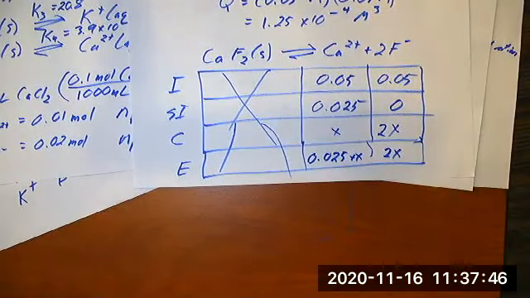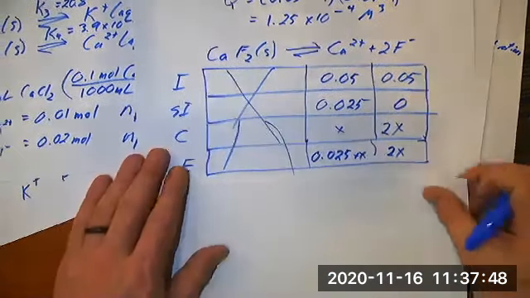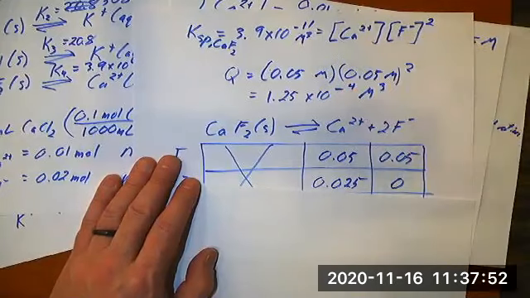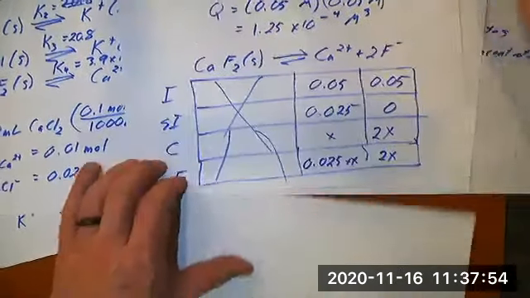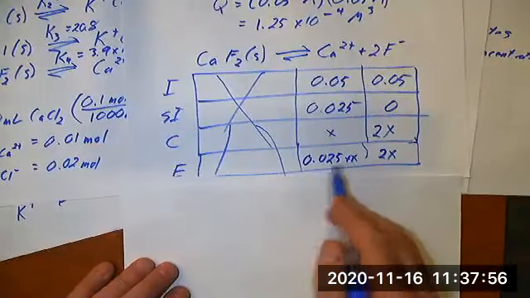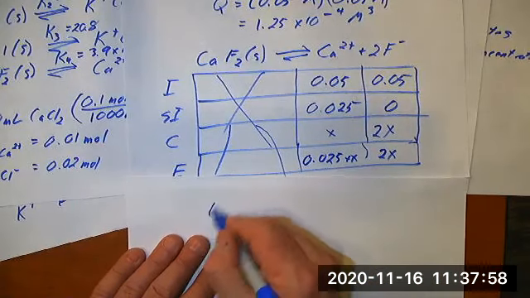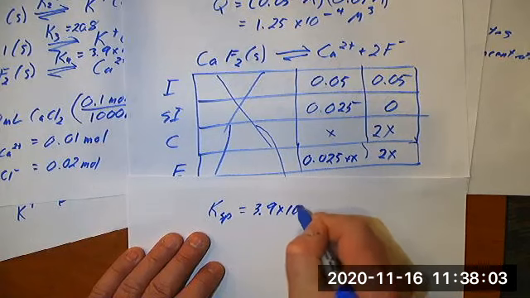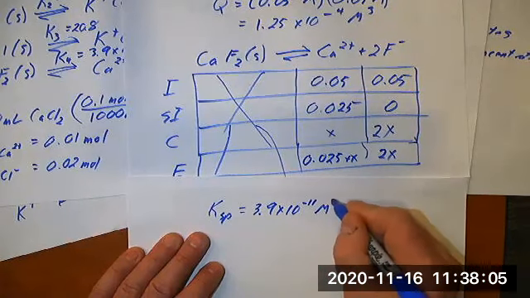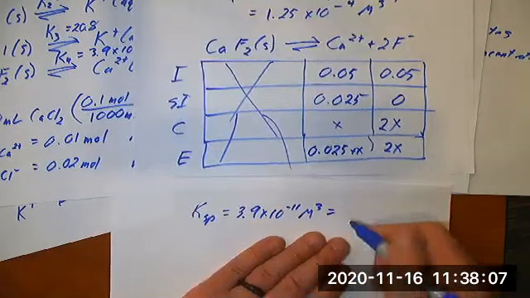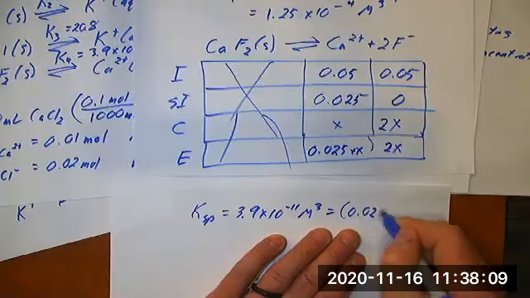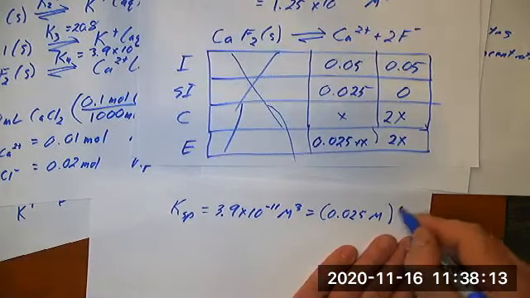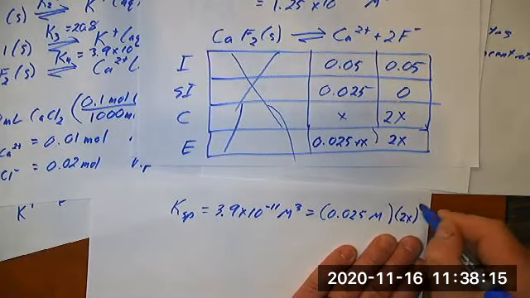Now notice that because our equilibrium constant is so tiny, 10 to the negative 11, we expect x to be very small. And so we can neglect it right here. And so we use our Ksp, 3.9 times 10 to the negative 11 molarity cubed equals 0.025 molar, we're neglecting that x, times 2x squared.